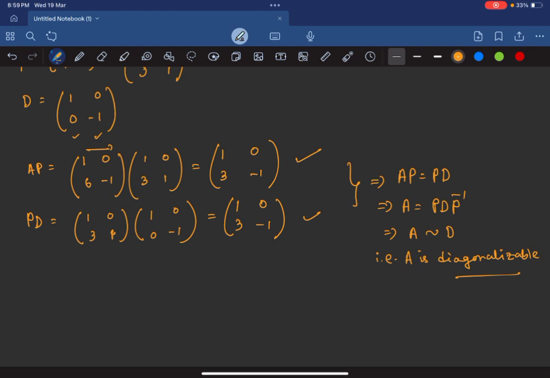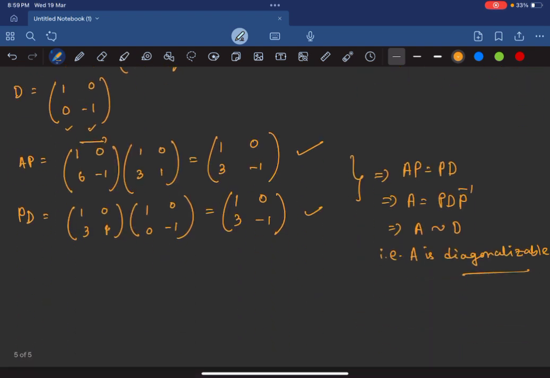Okay, this is how we check whether the given matrix is diagonalizable or not. Similarly, another question I am giving, you can try this question.